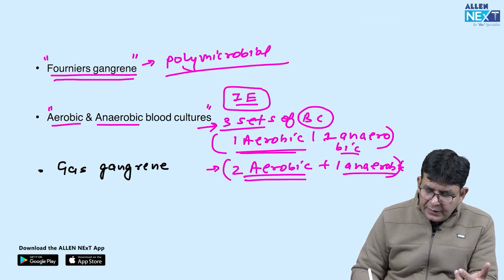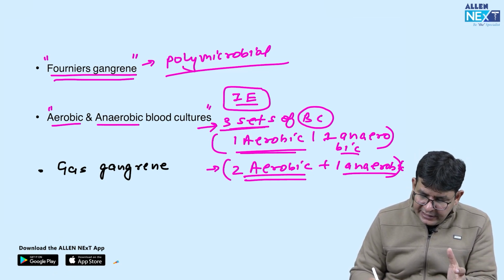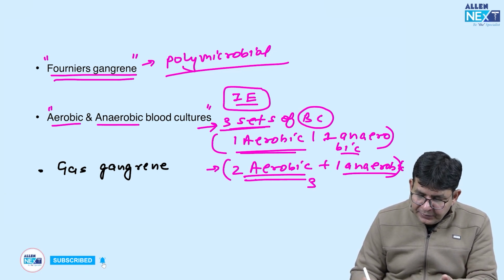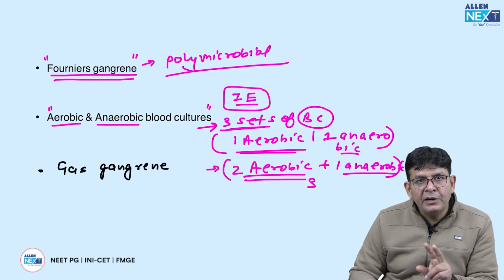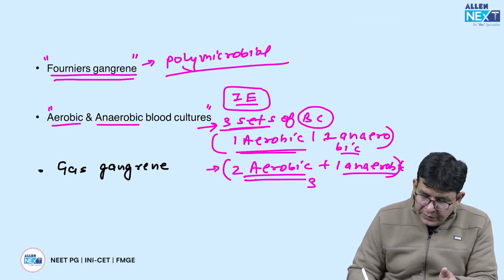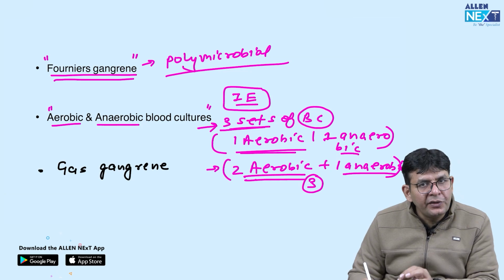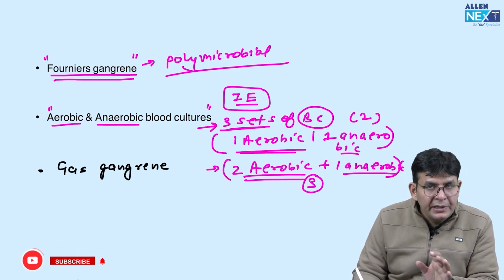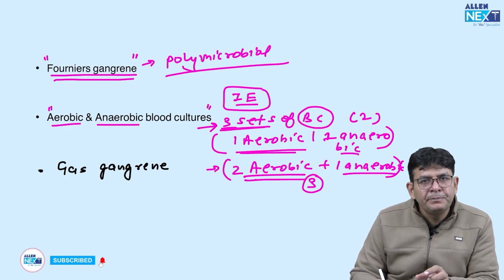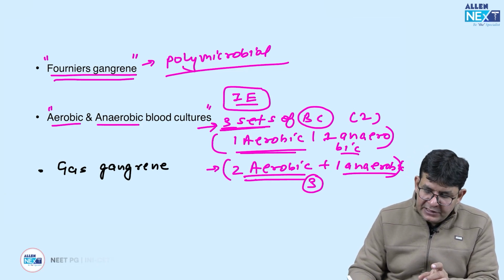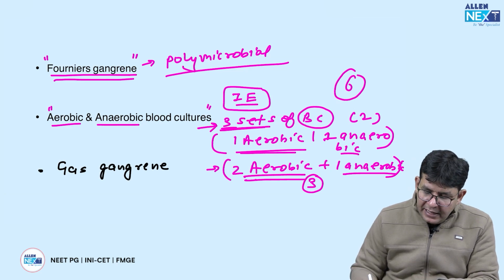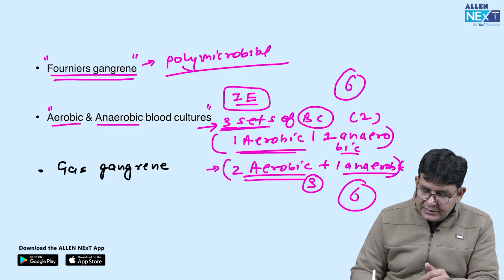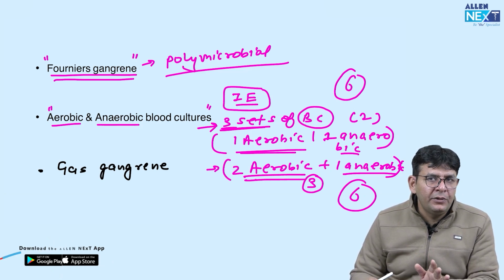So basically, here also it is 3 sets. 2 aerobic and 1 anaerobic is 3 sets only, no? You have taken 2 aerobic and 1 anaerobe, so in total, how many? 3. And here it is 1 aerobic, 1 anaerobic, so the number is 2, but you are doing it 3 times, 3 sets. Means in total 6 here, and in total 6 here also.